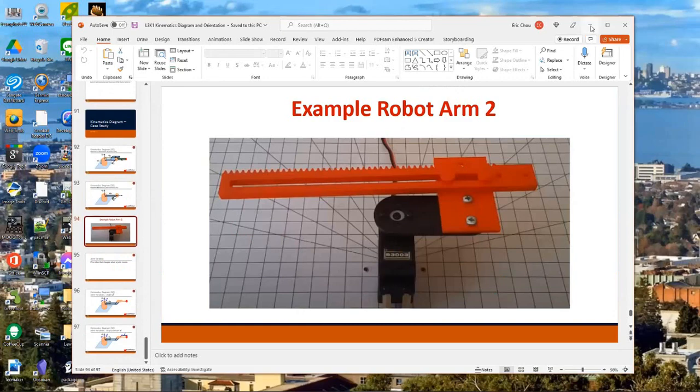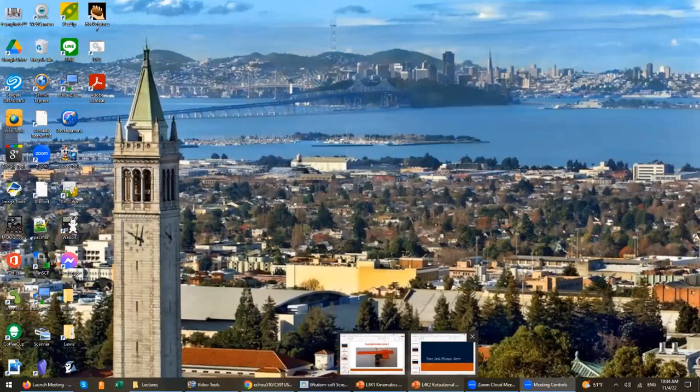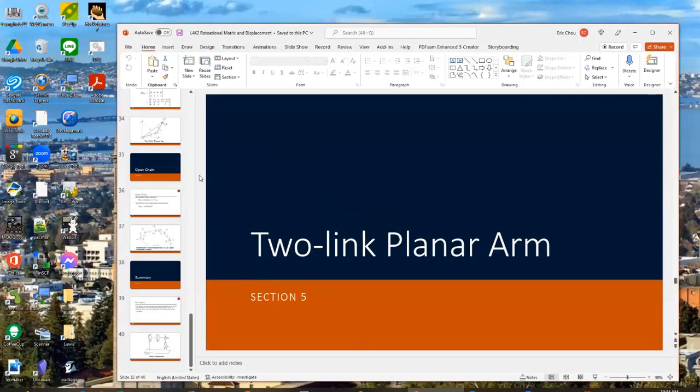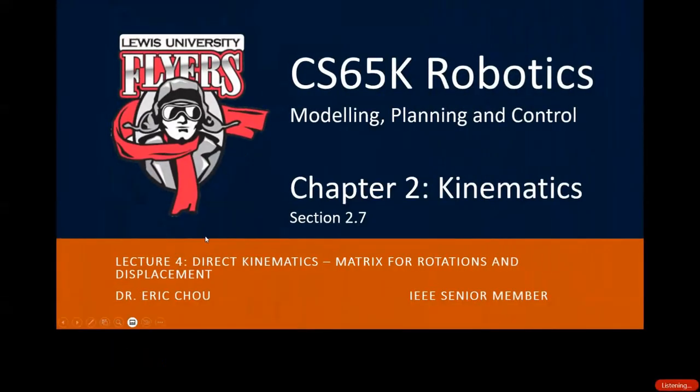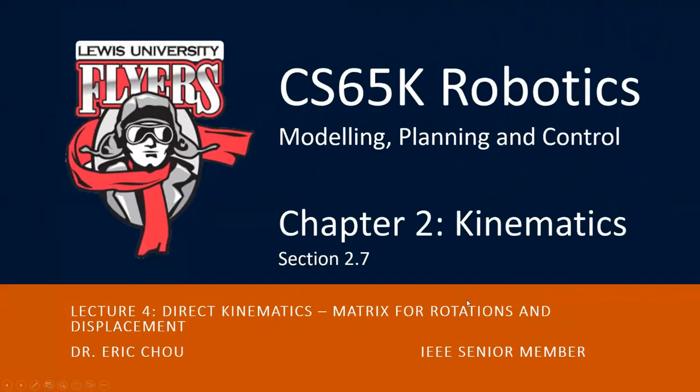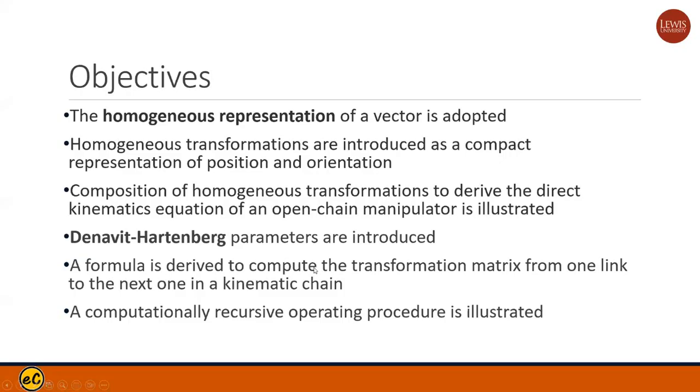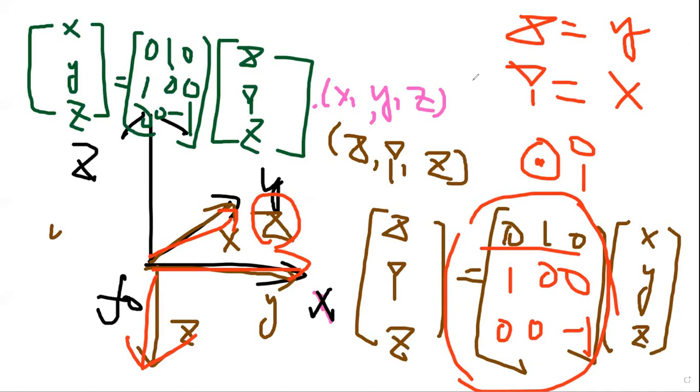Let's look at the rotational matrix here, okay? Lecture 4, direct kinematics. Here we are going to talk about the combination of the rotation and the displacement. Before that, we look into the rotation and the translation separately.